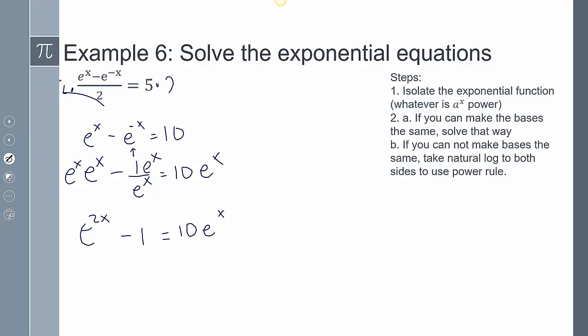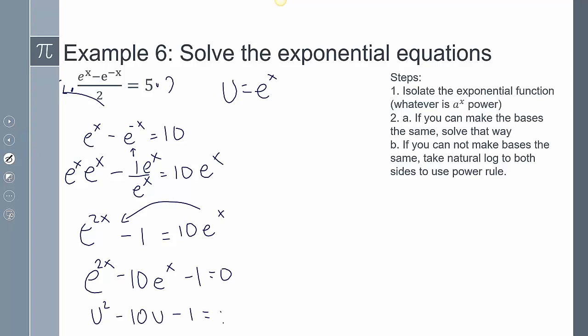Now this is starting to look like one of those quadratic type equations, unfortunately. So I get e to the 2x minus 10 e to the x minus 1 equals 0. And so now I'm going to have to use the quadratic formula here. So I'm going to say u equals e to the x. So this becomes u squared minus 10u minus 1.